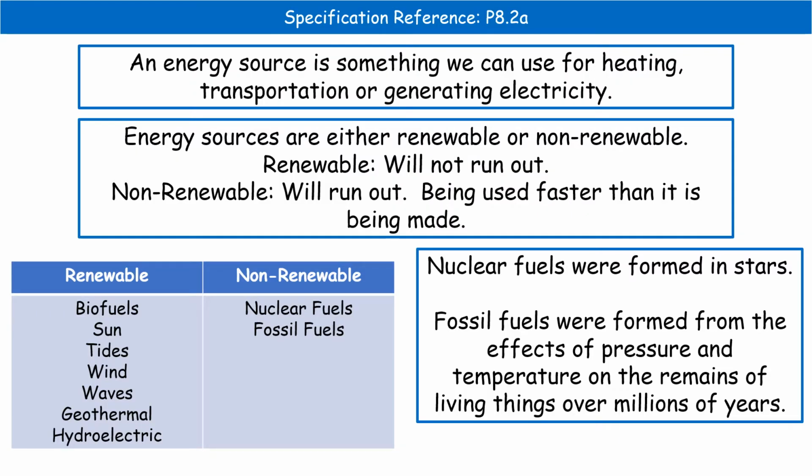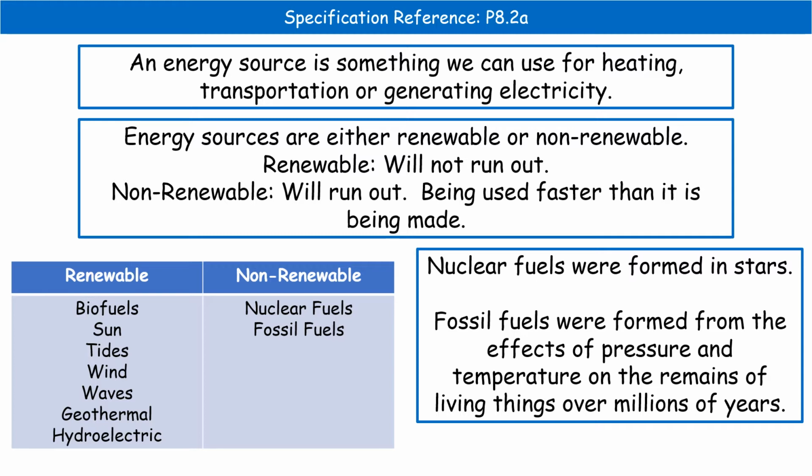What we're going to do is have a look at the 8.2 section of the specification today. So this is looking at basically generating electricity. Hopefully we remember that when we talk about energy sources, this is something that we can use for either heating, transportation or generating electricity. And our energy sources fall into one of two categories. We have renewable energy sources or non-renewable energy sources.